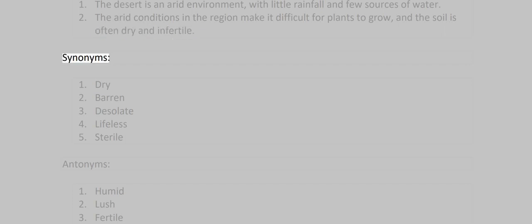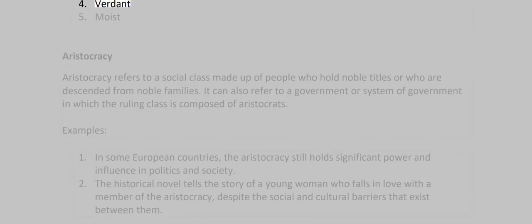Synonyms. 1. Dry. 2. Barren. 3. Desolate. 4. Lifeless. 5. Sterile. Antonyms. 1. Humid. 2. Lush. 3. Fertile. 4. Verdant. 5. Moist. Aristocracy.